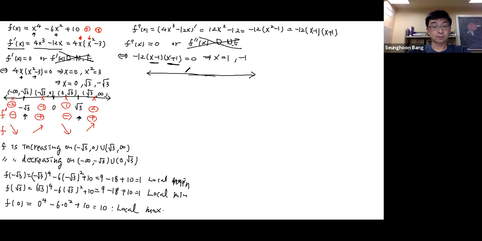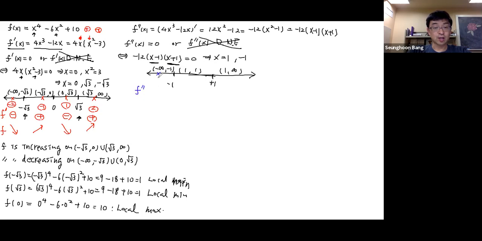Next, you can draw the line. You can choose 1 and minus 1. We have 3 intervals: minus infinity to minus 1, minus 1 to 1, and 1 to infinity. Next, you can check whether the second derivative is positive or negative on each interval.